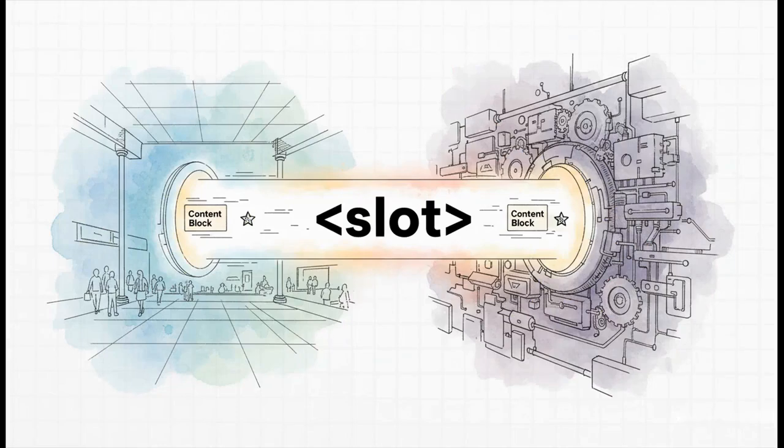So how do these two worlds, the public one and the private one, actually talk to each other? Well, they connect using a really clever element called a slot. A slot is basically a portal. It grabs the content you put in the light DOM and projects it into a specific placeholder inside the private shadow DOM. This is what makes our components flexible and composable.